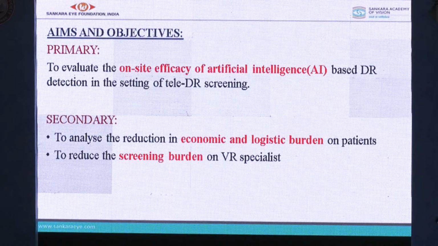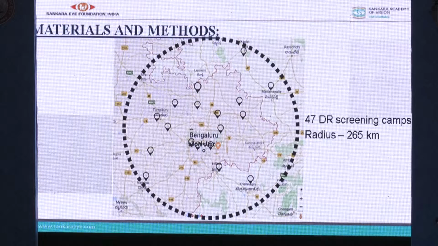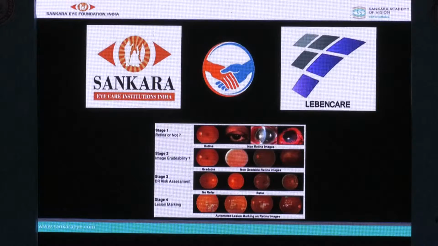So we at Shankara Eye Hospital did a study to primarily evaluate the on-site efficacy of AI-based DR detection, and secondly, to analyze the impact of this system on reduction in economic and logistic burden on patients and reduce the screening burden on VR specialists. We conducted 47 DR screening camps covering a radius of more than 265 kilometers surrounding Bangalore.